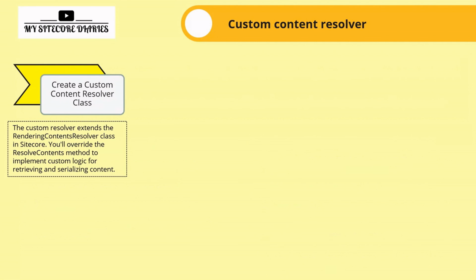Let's see how to create a custom content resolver. To create a custom content resolver, we extend the rendering content resolver class in Sitecore and we override the resolve content method and put our own logic in that. To create the custom content resolver, we have 4 steps. The first step is that we create one CS file, extend that rendering content resolver, and override that method. We have a method called resolve content, and we override that and put our own logic in that method.